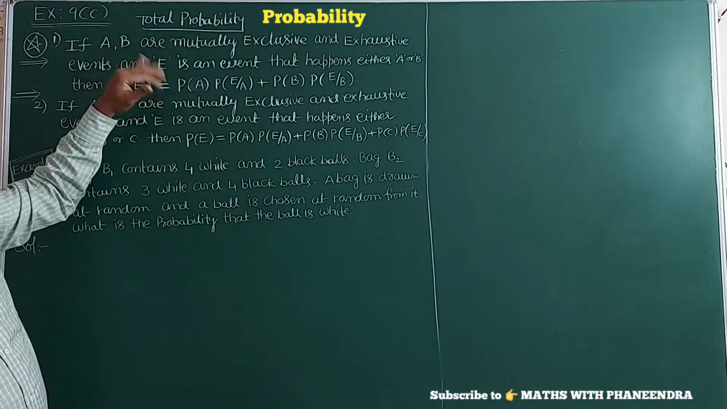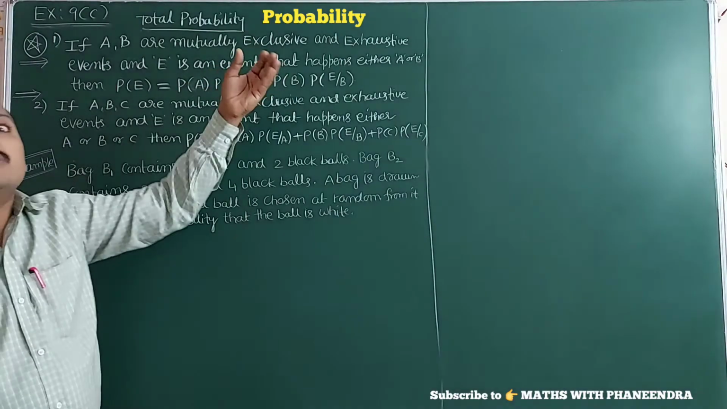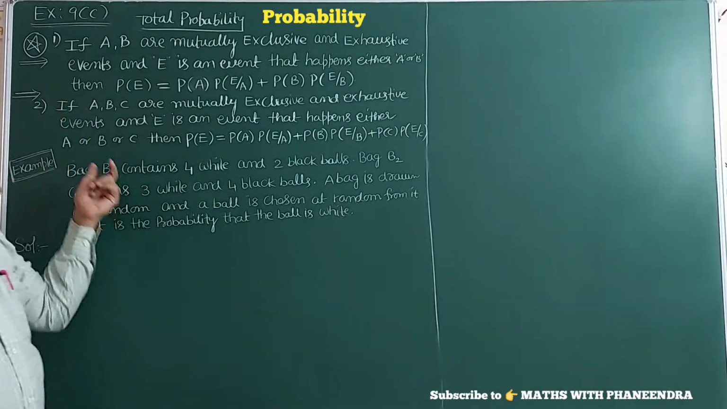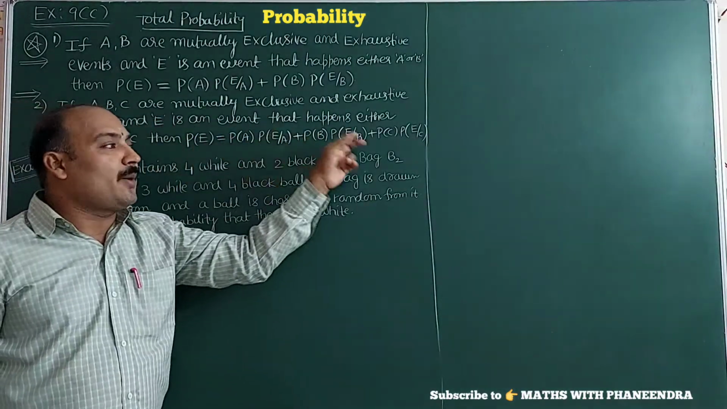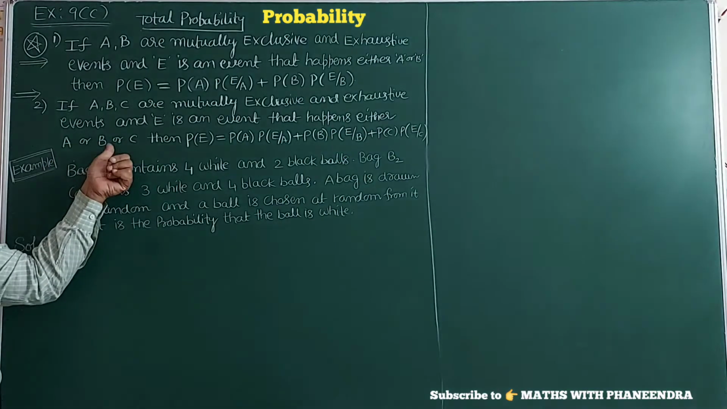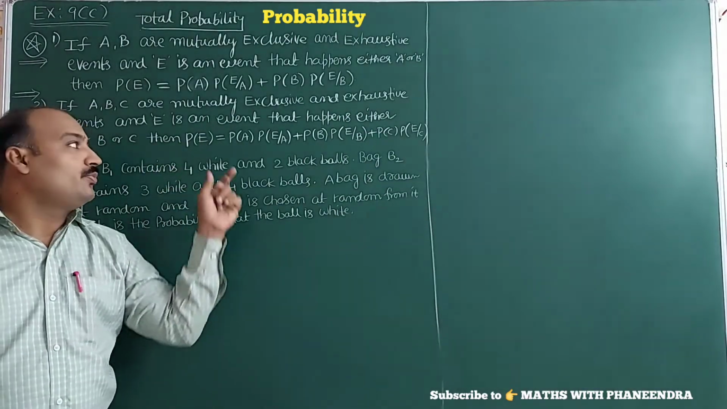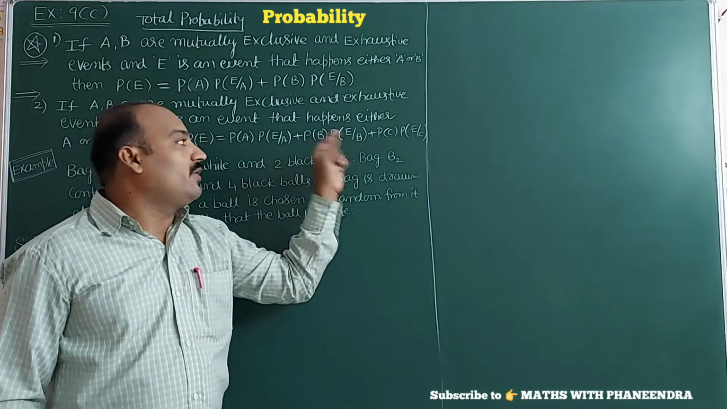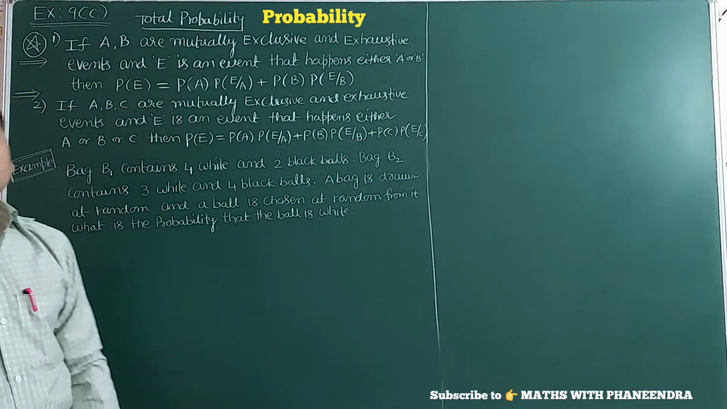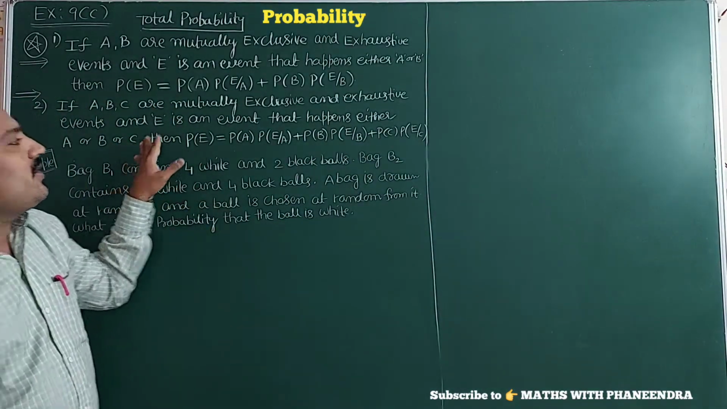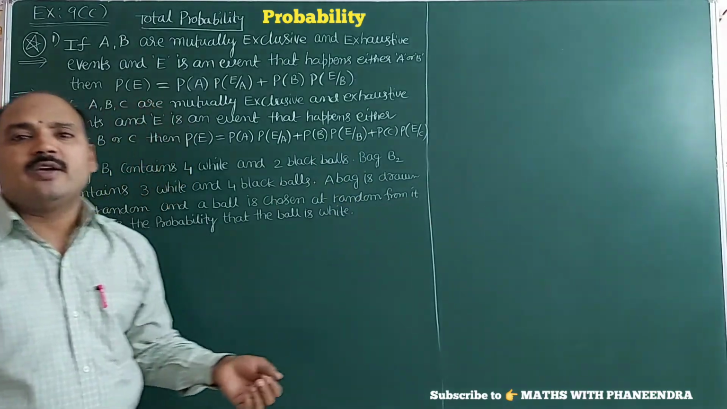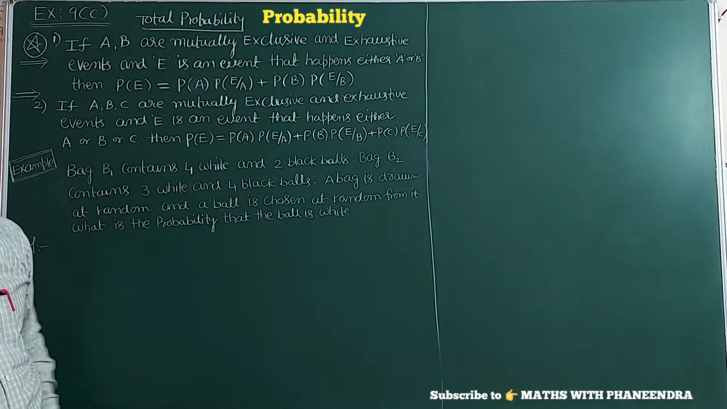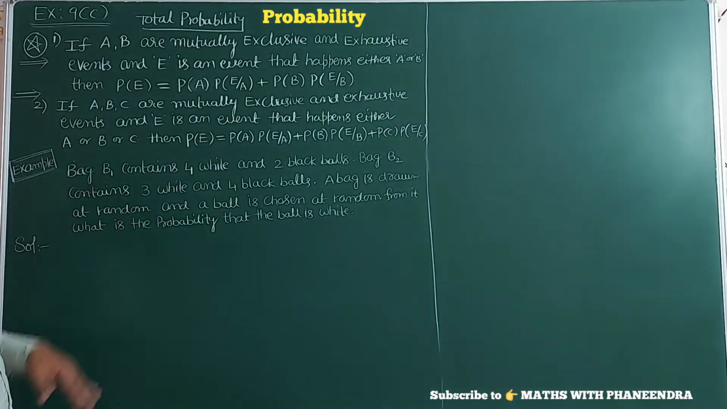Suppose two events are there, like this we can do. If three events are there, A, B, C are three mutually exclusive and exhaustive events, and E is an event that happens either A or B or C, then P of E equals P of A into P of E given A, plus P of B into P of E given B, plus P of C into P of E given C. So this is the way. Suppose n events are there, like A, B, C, n events, then n times you have to write it. That is called the total probability concept. So how to apply this concept?